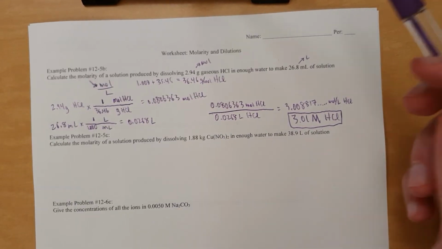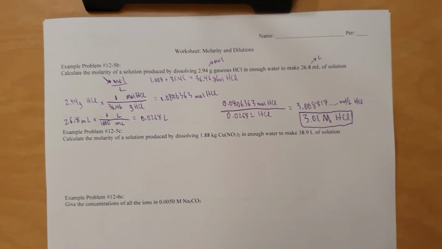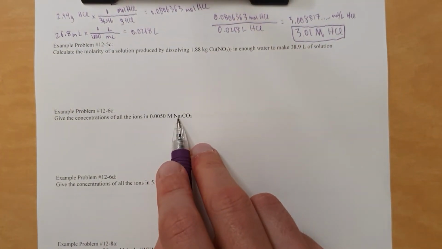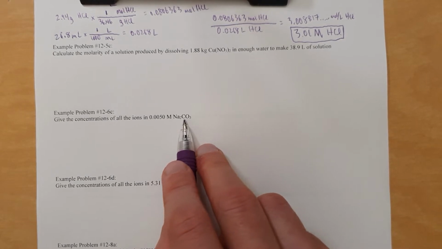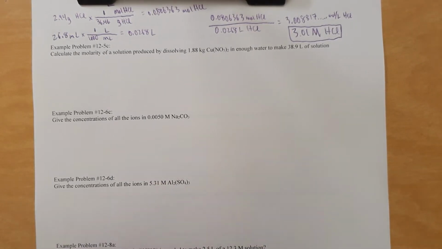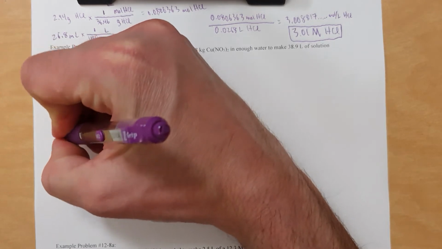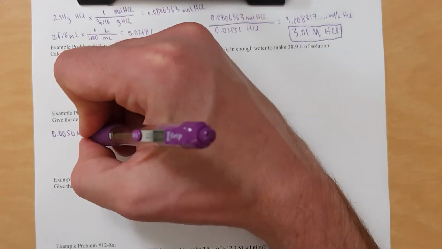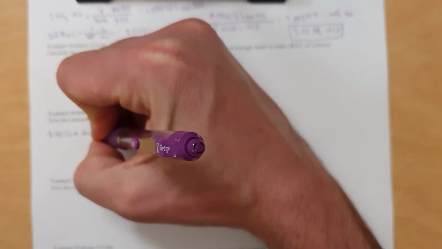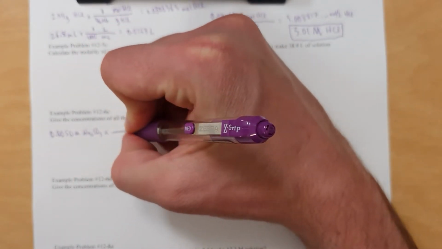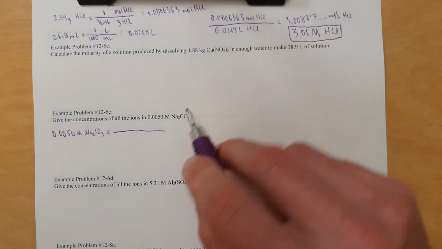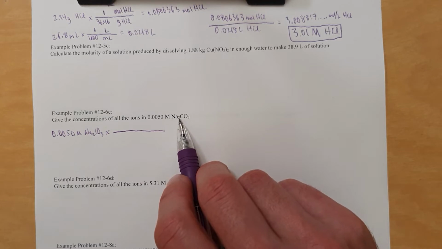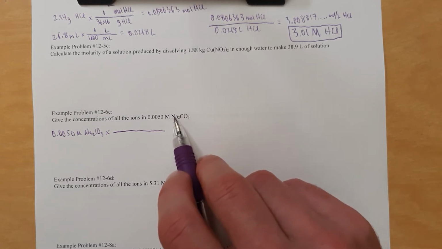Give the concentration of all ions in that solution of sodium carbonate. So here's how we're going to do it. There's sodium and carbonate. Yes, you have to recognize CO3 as a polyatomic ion. So here's how we're going to do it. 0.0050 molarity Na2CO3 times. Notice, let's do the sodium first, then I'll do the carbonate. Do you notice that there's 2 sodiums for every molecule? Here's how we're going to phrase that.